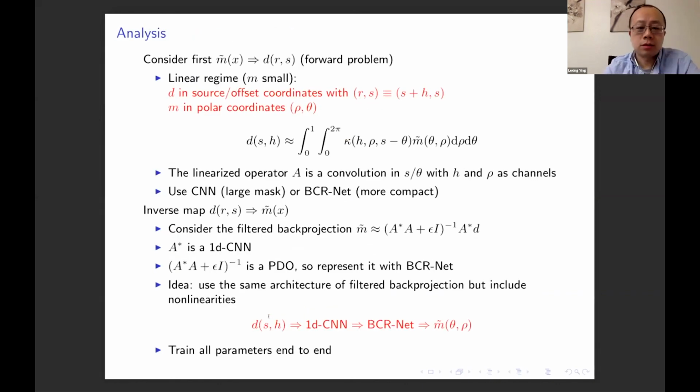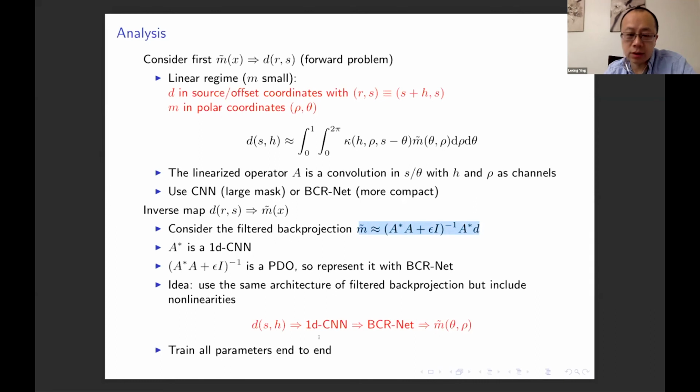The idea here is very similar. You use a linearization to figure out the forward map, and the main point here is that the problem itself has a rotation symmetry. By using this rotation symmetry, we can write the data not in the receiver-source domain, but in the source and offset domain. By doing that, you also recover a hidden 1D convolutional structure. And by using this hidden 1D convolutional structure, you can represent the forward operator A and also A star using a convolutional neural network. And by following the same process, we can write the inverse problem using filtered projection.